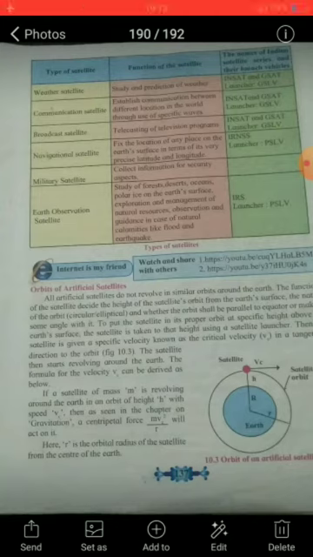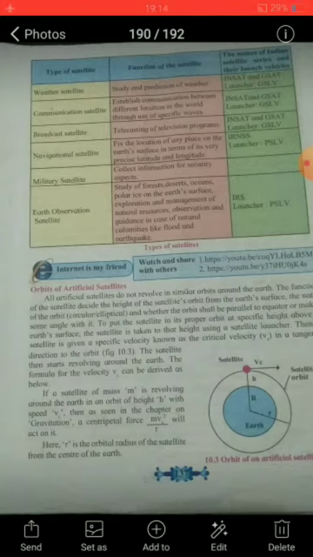The formula for Vc is equal to under root GM upon r plus h, where G is the gravitational constant, M is the mass of the Earth, r is the radius of the Earth, and h is the height of the satellite above the Earth's surface, and r plus h is the radius of the orbit of the satellite. Thus we can calculate Vc by the formula Vc is equal to under root GM upon r plus h.